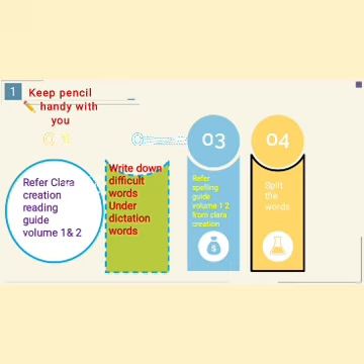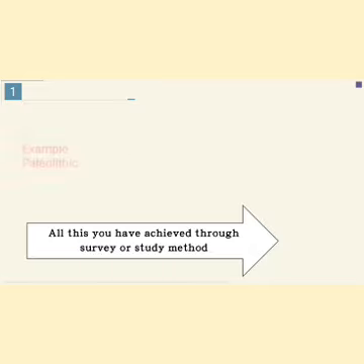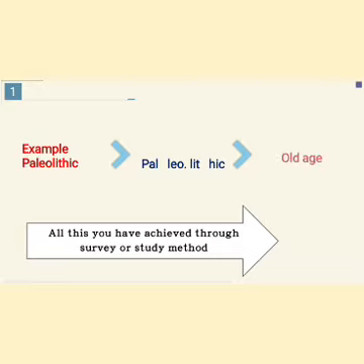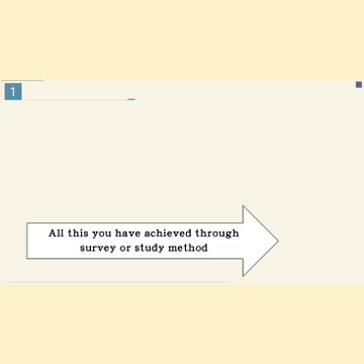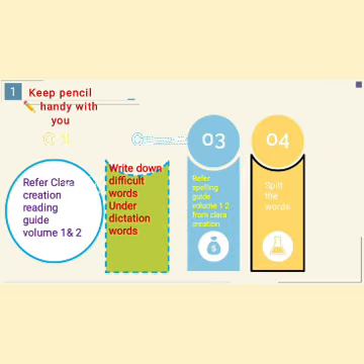Refer to spelling guide volume 1 and 2 under Clara's Creation. How will you learn spelling? Split the words. Now here is one example I've done for you. Paleolithic. And I'll split the word. I'll explain what it means.